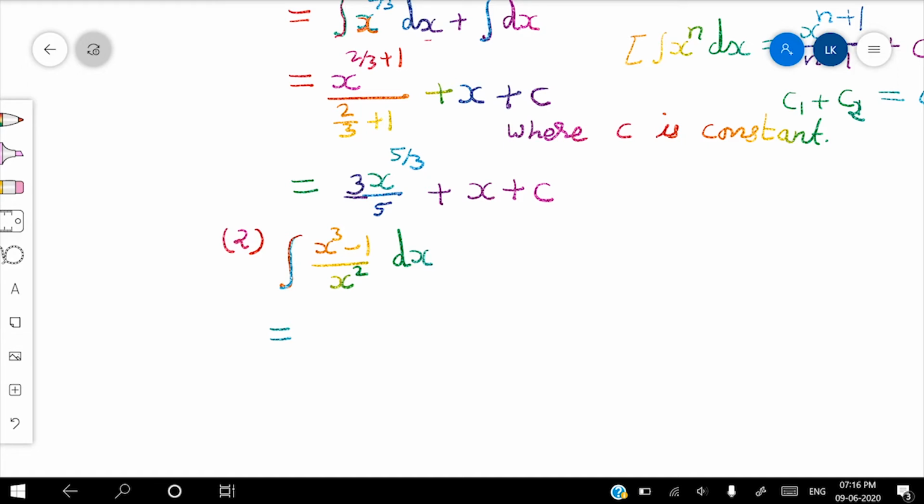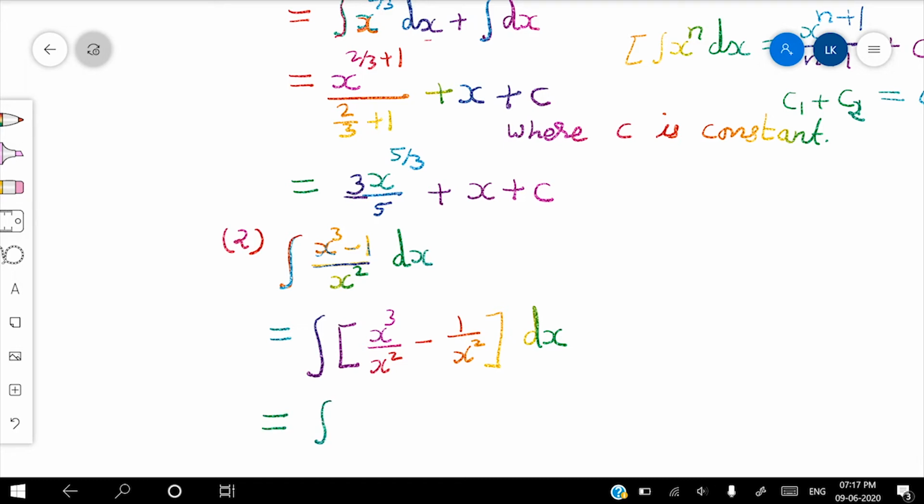Whenever you want to find the integral, first always simplify the given function. Here the given function is (x cube minus 1) whole upon x square. How to simplify this function? In the numerator there are two terms, x cube minus 1. That means divide each term by x square. Since there are two terms, there is the importance of the bracket: (x cube by x square minus 1 upon x square), bracket complete, dx.